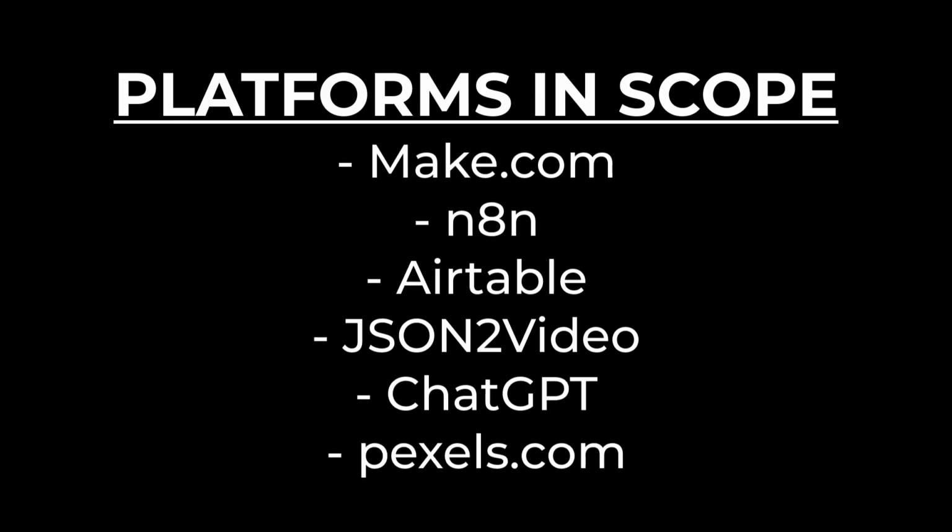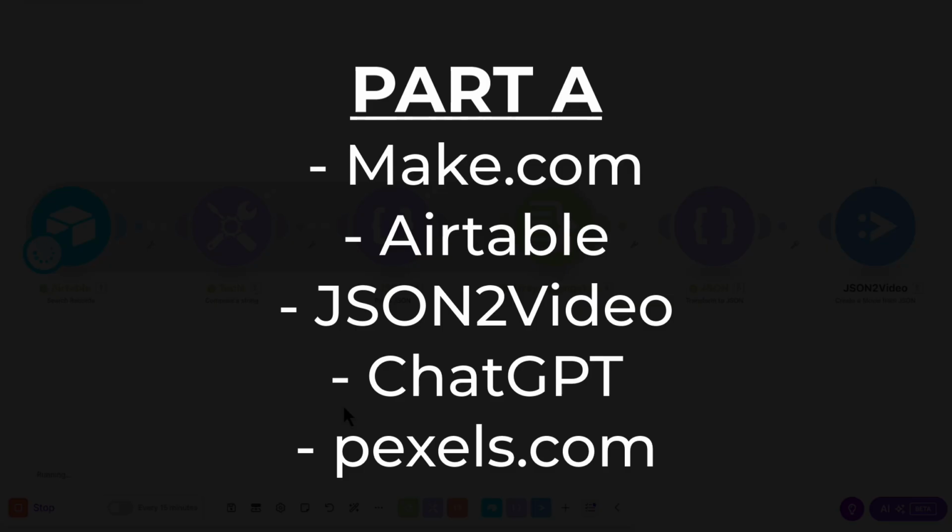Here is the complete list of platforms we will be combining in this walkthrough. In part A, we're going to be using make.com. If you're following along, the free tier should work. Airtable, if you're following along, the free tier should work as well. JSON2Video. JSON2Video comes with some free credits when you sign up, but afterwards will be about $50 for each subsequent batch of credits you'll need. And we're also going to be using ChatGPT and Pexels. ChatGPT has a free tier with limited messages, so use your messages wisely. And Pexels is a website that we can use to download stock photography.